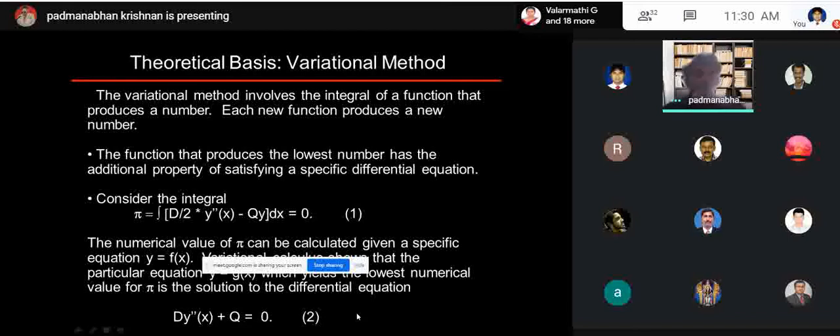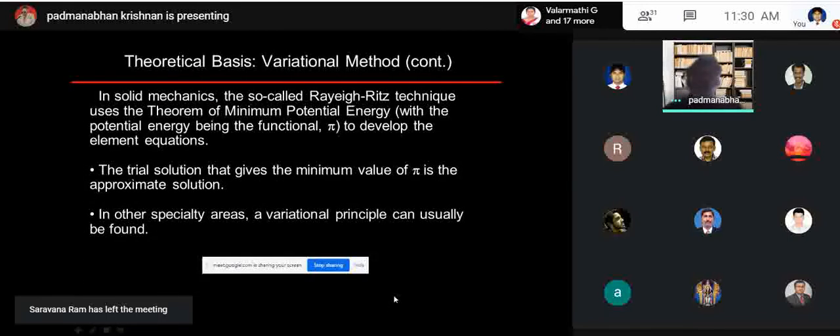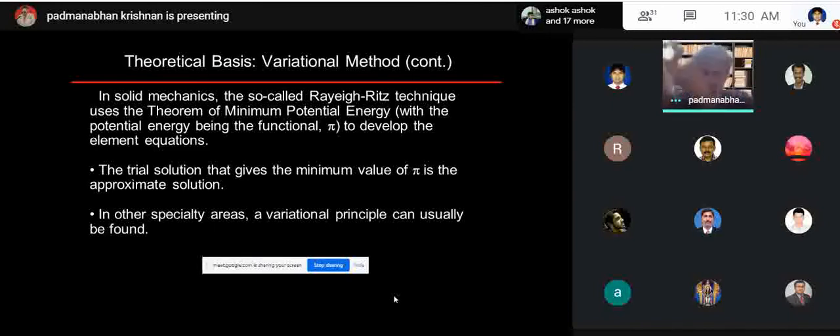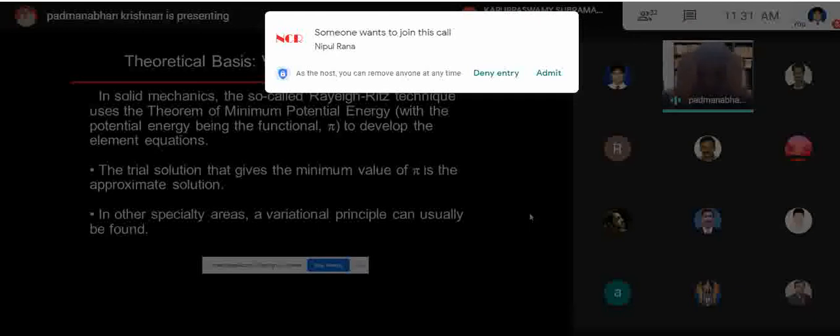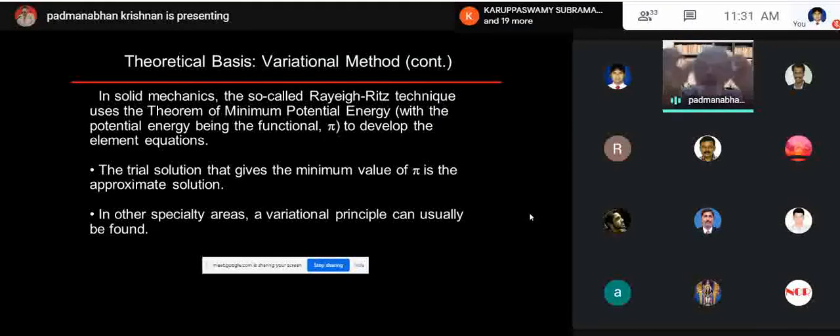So in the theoretical basis, the so-called Rayleigh-Ritz technique uses a theorem of minimum potential energy, the potential energy being a functional, where pi is used to develop the element equations. The trial solution that gives the minimum value of pi is the approximate solution. So in other specialty areas, the variational principle can usually be found.